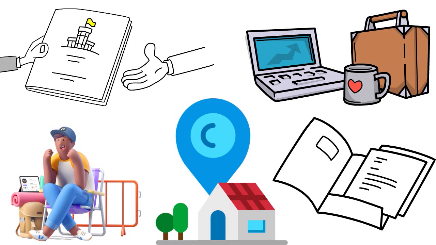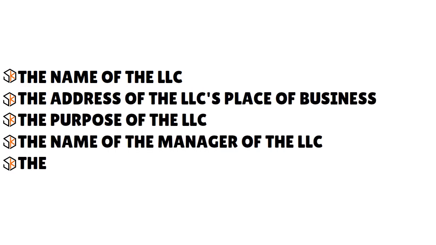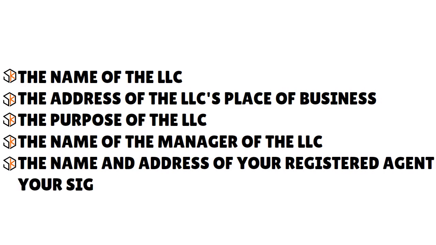In essence, an operating agreement, think of it as the blueprint for your business, for your LLC. You will need to file articles of organization with whichever agency or office handles business filings within your particular state. And LLCs can be formed online or in person. So in order to complete the LLC forms, you will typically need the name of the LLC, the address of the LLC's place of business, the purpose of the business of the LLC, the name of the manager of the LLC, the name and address of your registered agent, and your signature.